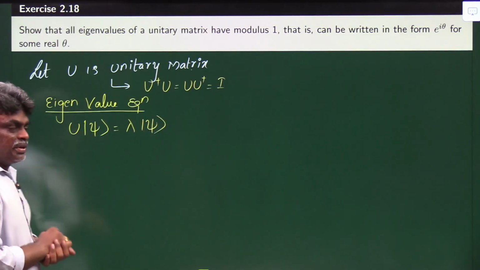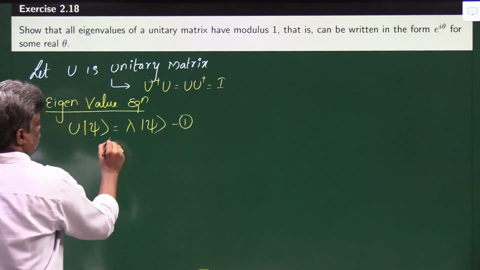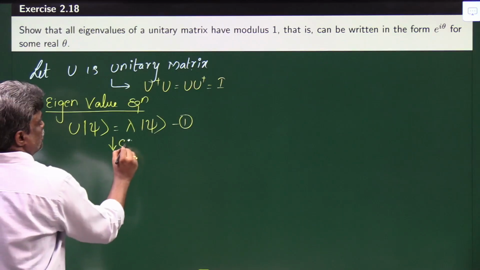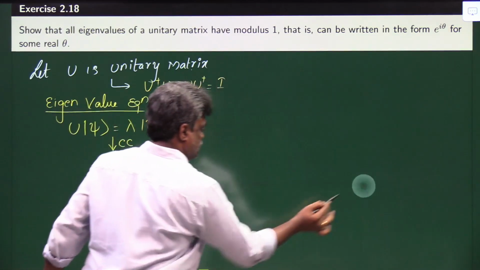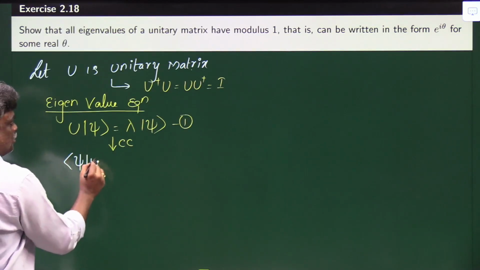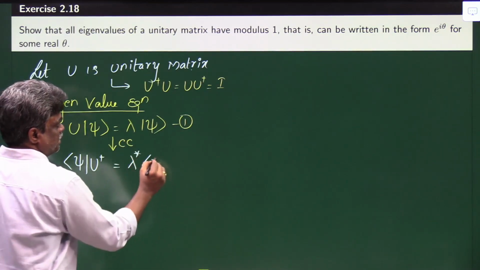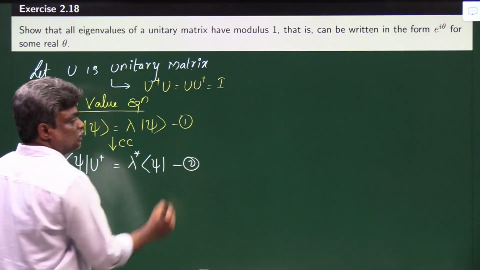This is the eigenvalue equation. Let it be equation 1, and I am taking the complex conjugate of this. Taking the complex conjugate gives bra psi, and with the Hermitian conjugate U dagger, this is lambda star, and this is bra psi. Let it be equation 2.